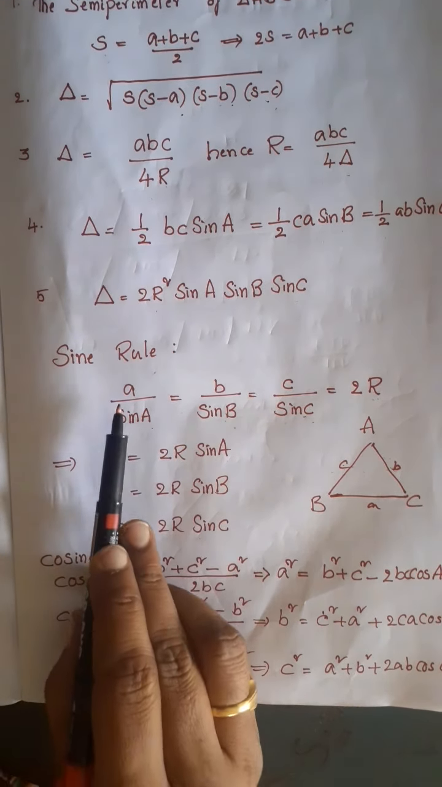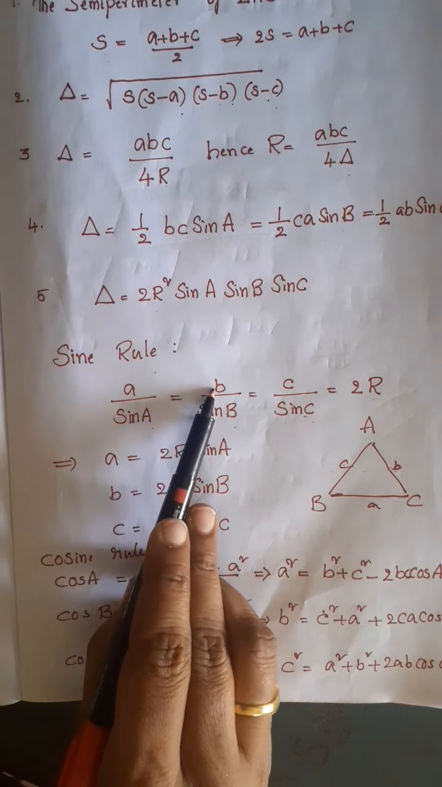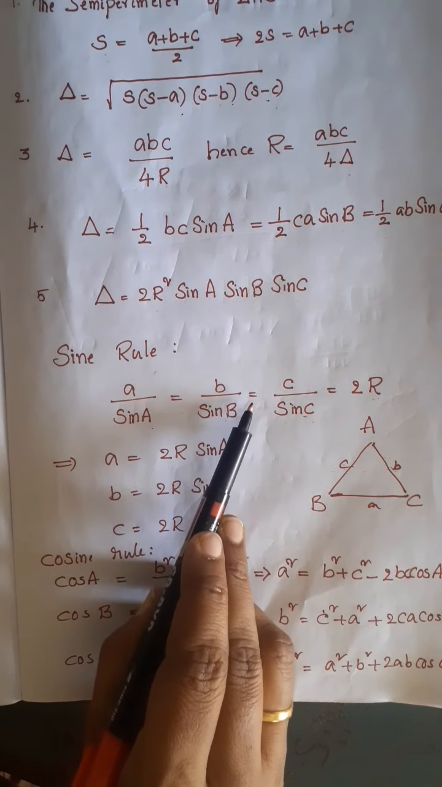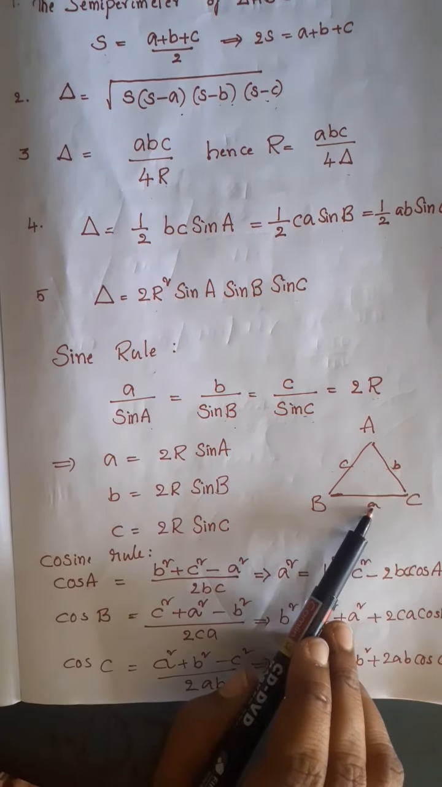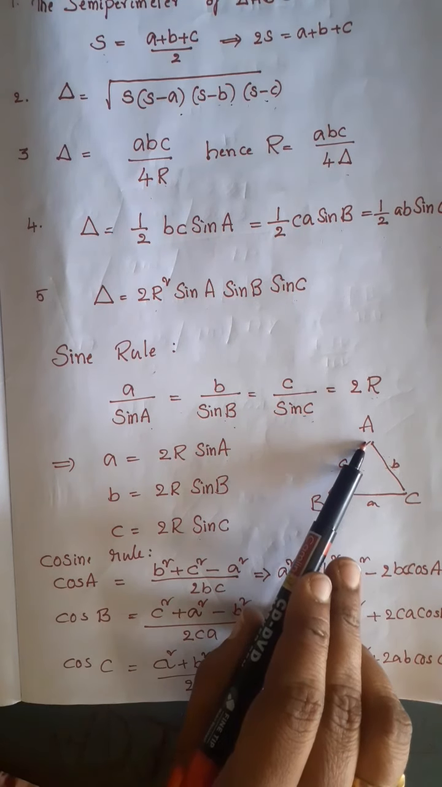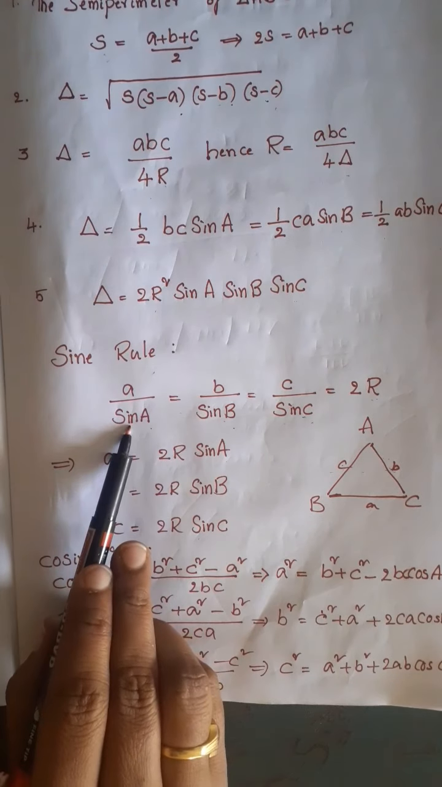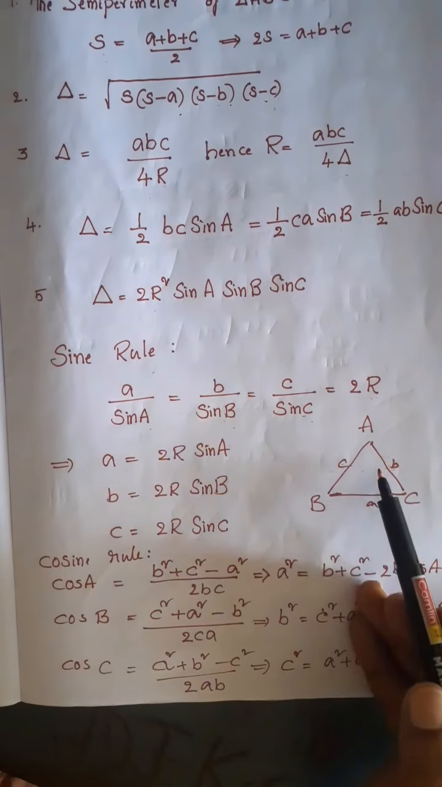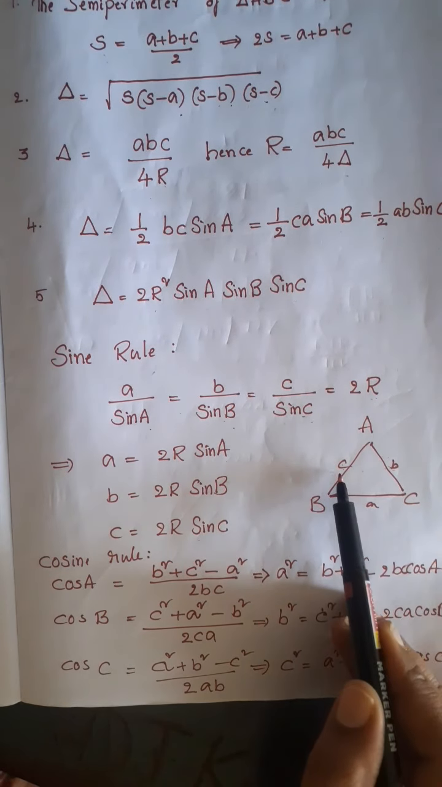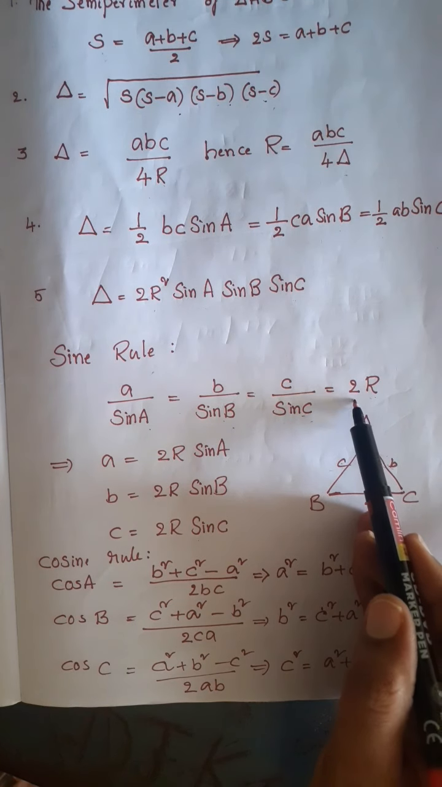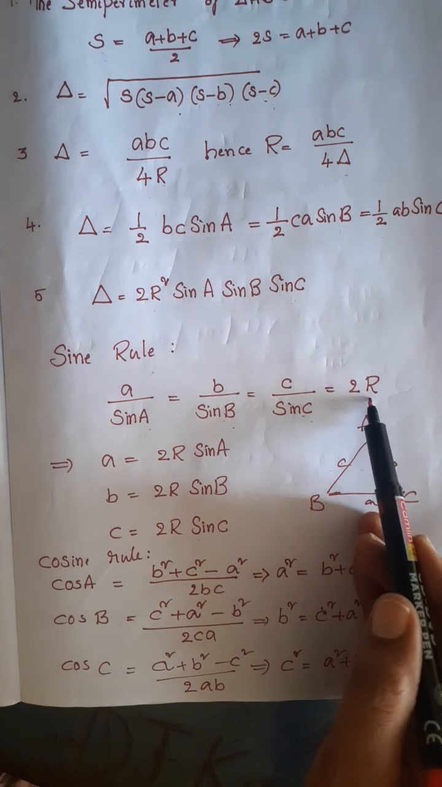Sine rule is a by sin A is equal to b by sin B is equal to c by sin C, the ratio between the side a and the sine function of the angle formed at A. So a by sin A, b by sin B, c by sin C is equal to nothing but 2 times R, 2R.